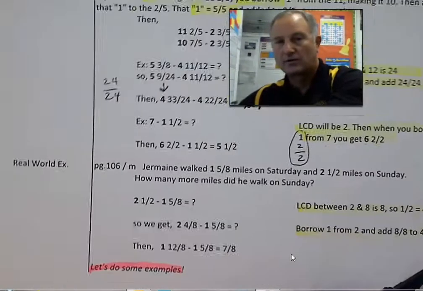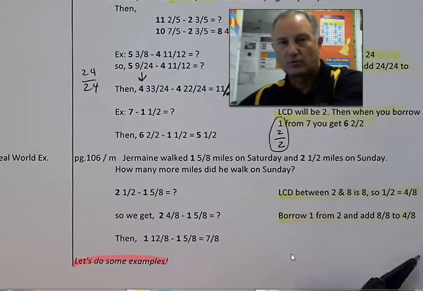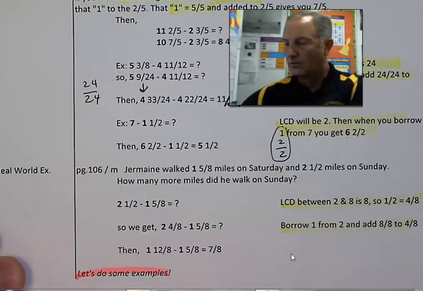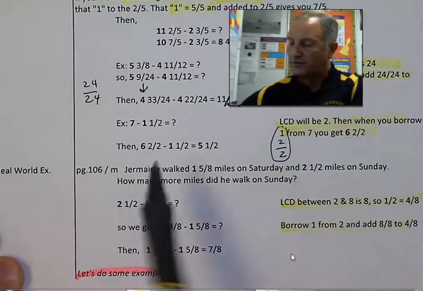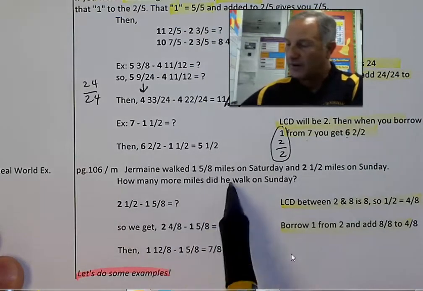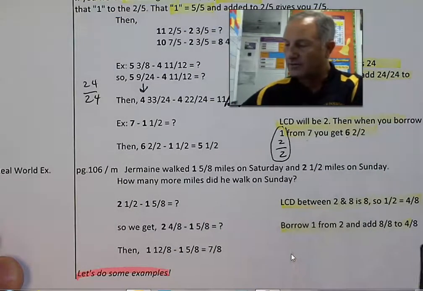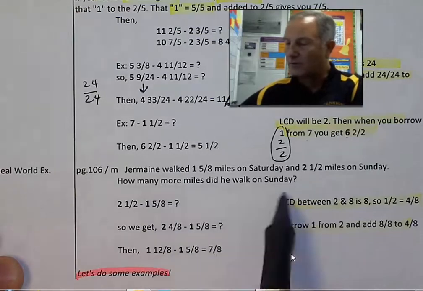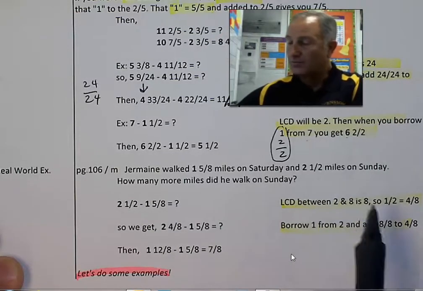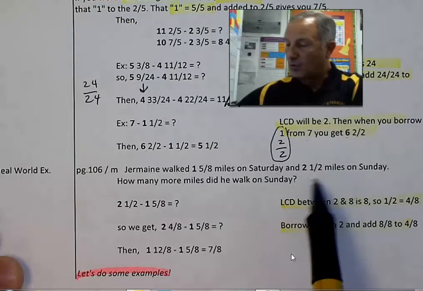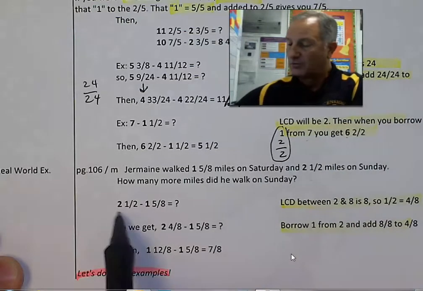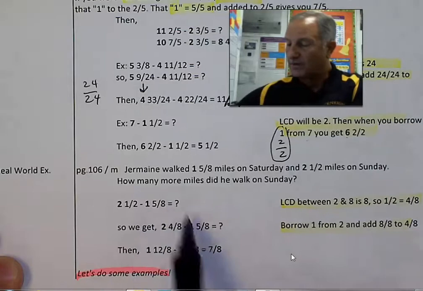Let's take a look at our last problem here, a real world example. Okay, this is from page 106. Question M. Jermaine walked 1 5/8 miles on Saturday and 2.5 miles on Sunday. How many more miles did he walk on Sunday? So this is a subtraction problem. He walked more here. How much more? Well, you've got to subtract those two. So 2 1/2 minus the 1 5/8.